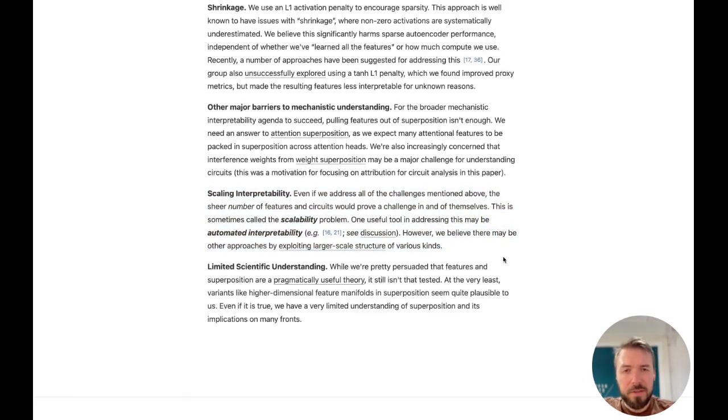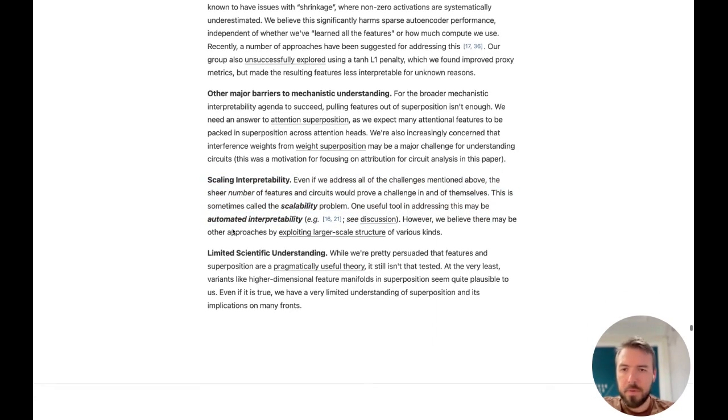Scaling interpretability. Even if we address all of the challenges mentioned above, the sheer number of features and circuits would be challenging in and of themselves, sometimes called the scalability problem. One useful tool in addressing this may be automated interpretability. However, we believe there may be other approaches. Limited scientific understanding. While we're pretty persuaded that features and superposition are a pragmatically useful theory, it still isn't that tested. At the very least, variants like higher dimensional feature manifolds and superposition seem quite plausible to us. Even if this is true, we have a very limited understanding of superposition.